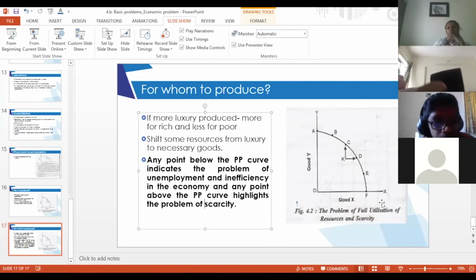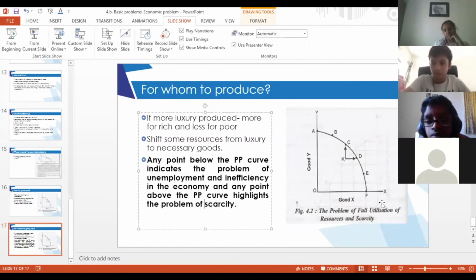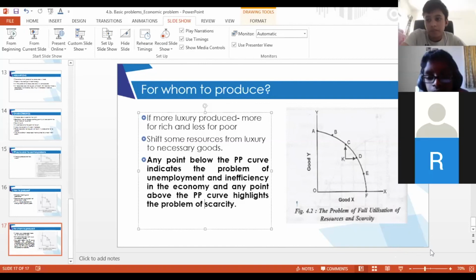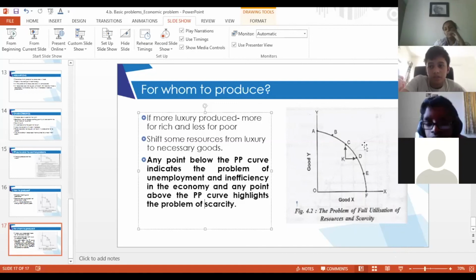So a point that is below the production possibility curve, what will it tell you, Neha? Ma'am, she disconnected. Okay, Ria. Ria, a point inside the production possibility curve, that is below the production possibility curve, what is it going to tell you? Ma'am, she also got disconnected. Shivam, Ved, Shivam, Melvin, only 3 people are left.